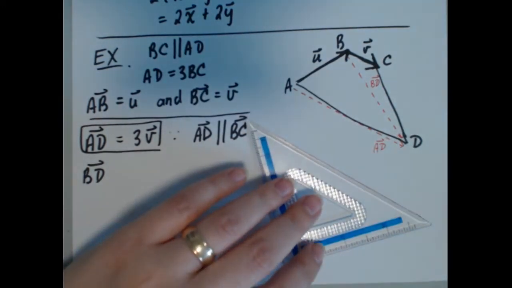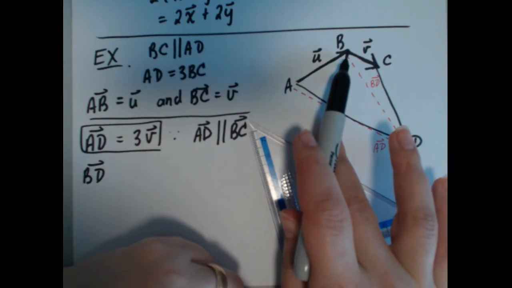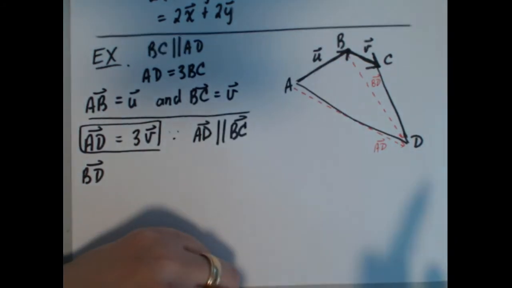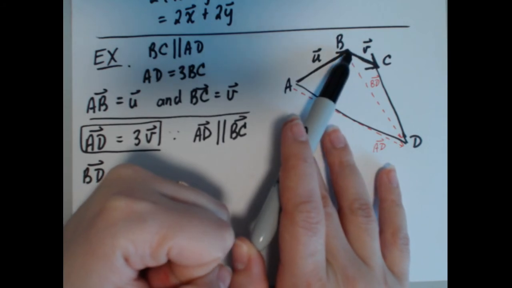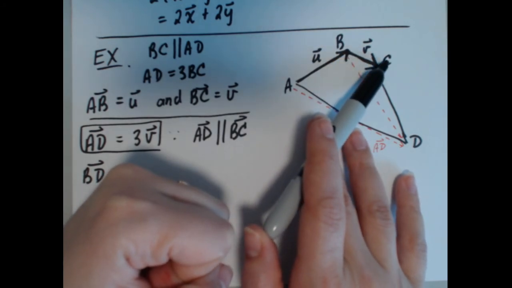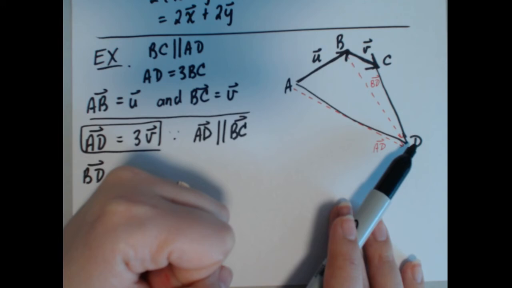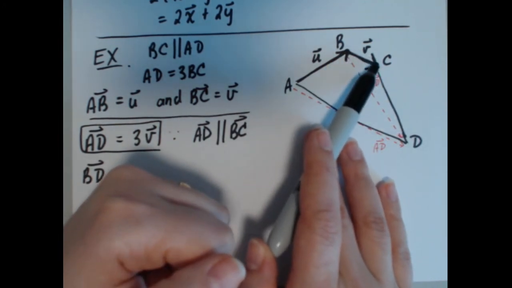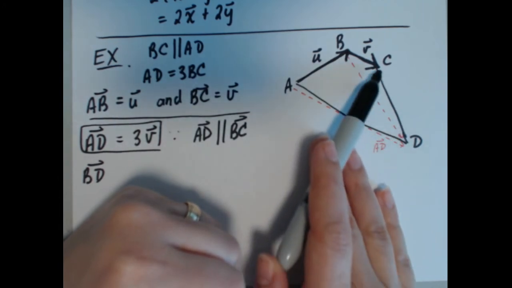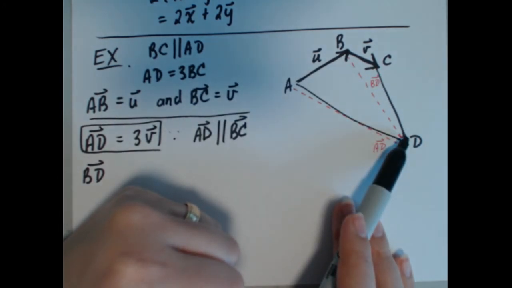Okay, so BD. Well, there's no vector that goes directly from B to D, unfortunately. What I could do, and what most people see first, is say, well, I could go from B to C and then add C to D. And that would work, except I don't have a vector representing CD. So I have this vector, which I can call V, but I don't have anything here. Okay, that's a bit of a problem.